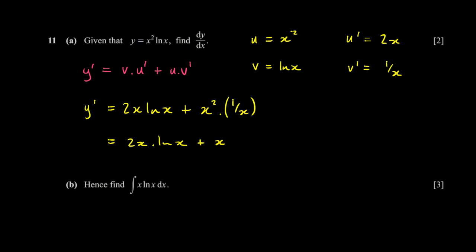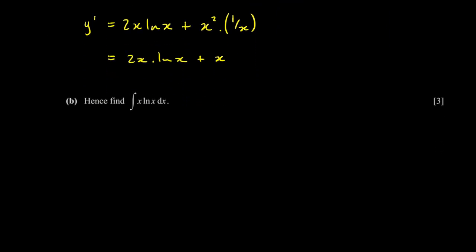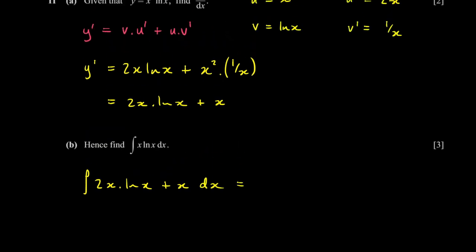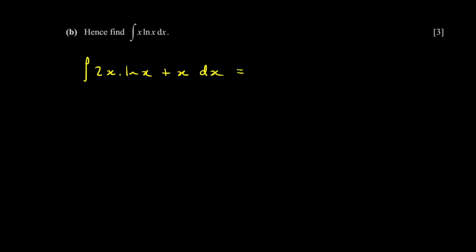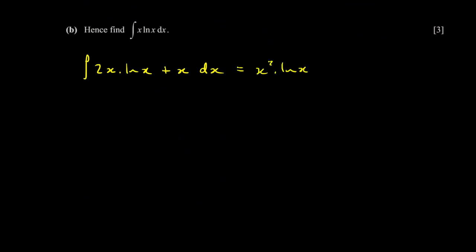In order to get a method mark, that's exactly what I'm going to write. I'm going to make sure that I write this thing here as an integral. So I'm saying that if I integrate 2x ln x plus x dx, that will be equal to the thing I differentiated in the first place, which is x squared ln x plus the constant c. Guys, I really strongly suggest you always do that step at the very beginning. It is a way of guaranteeing that you will get a mark at least.